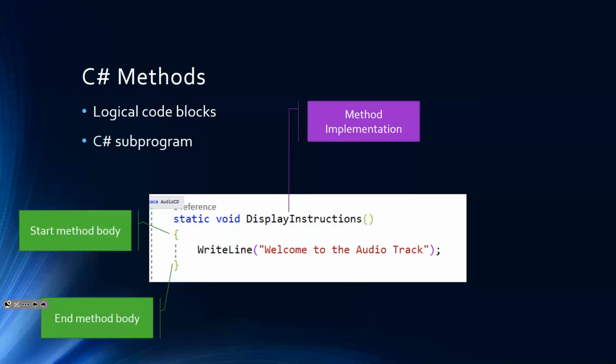This whole line is our method implementation, the signature of our method. So we have our method signature, and then we follow it with open and closing curly braces. And everything inside the opening and closing curly braces is our method body. So whenever we run or call that method, we're going to execute all of the lines of code within that method body.